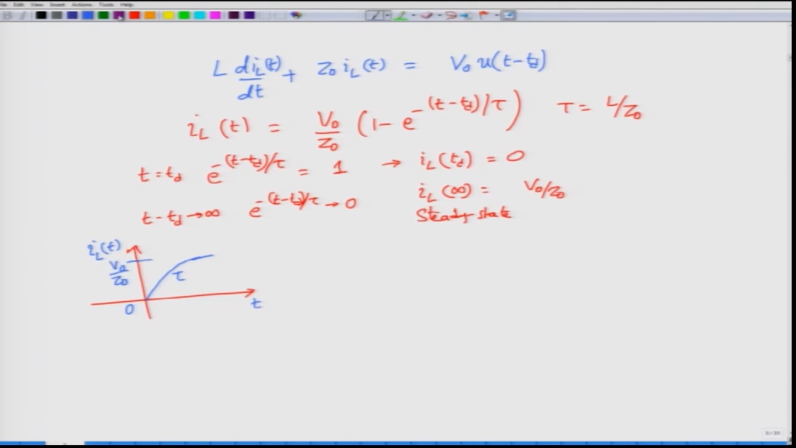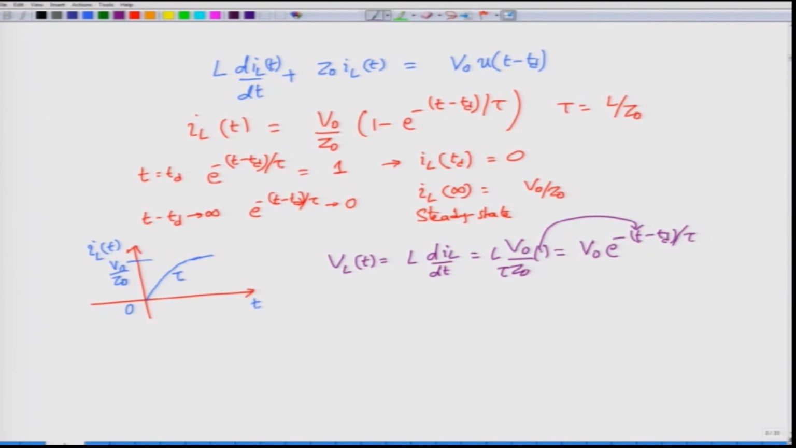Now it is very easy for us to find out the load voltage. Load voltage is simply L dIL by dt. So differentiate the above expression, multiply by L, and you will get the load voltage. If you differentiate the above expression, you get V0 by Z0 times 1 by tau. I know that 1 by tau is Z0 by L. So Z0 will cancel from numerator and denominator, L will cancel, and you should get V0, and of course there is an exponential. I did not write the exponential, which is e to the power minus (t minus Td) divided by tau.